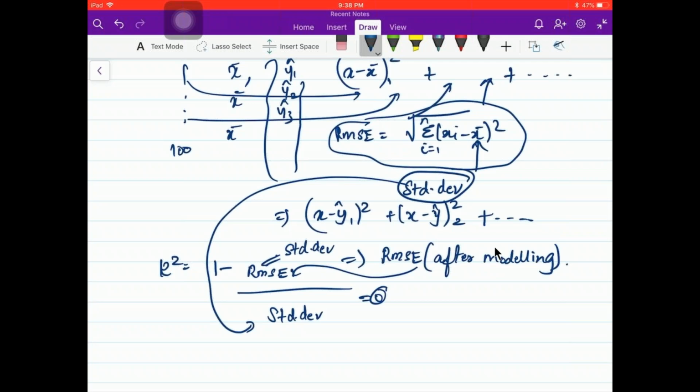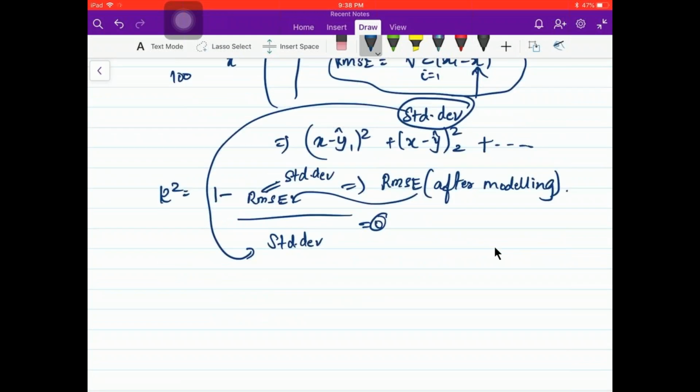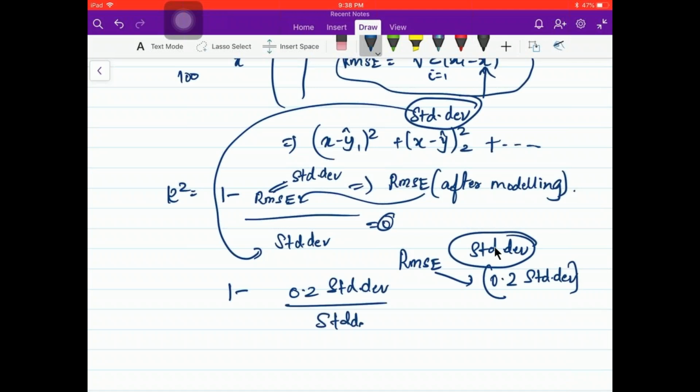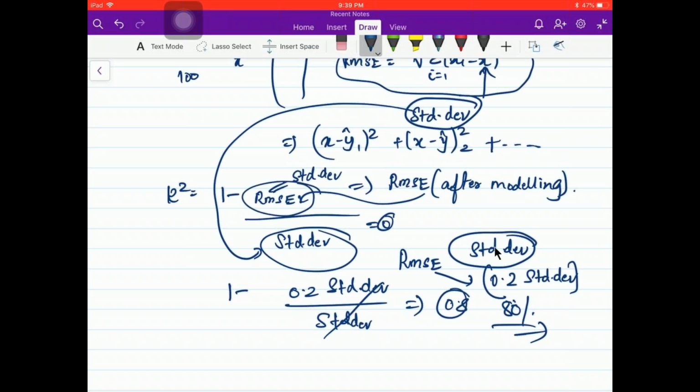Now you have done a lot of modeling and you have decreased your RMSE from the standard deviation to some point, let's say 0.2 of the standard deviation. The standard deviation is your maximum error; you can't get worse than this. Now you have reduced it to 0.2 of that error. So this is 1 minus 0.2 of standard deviation divided by standard deviation. This is 0.8, which means 80%. So this R square is 80%. Basically R square is 1 minus RMSE divided by standard deviation. The standard deviation is the maximum error you can have in your data when you predict the mean, and the RMSE is the error you get after modeling. So 1 minus that ratio is equal to R square.